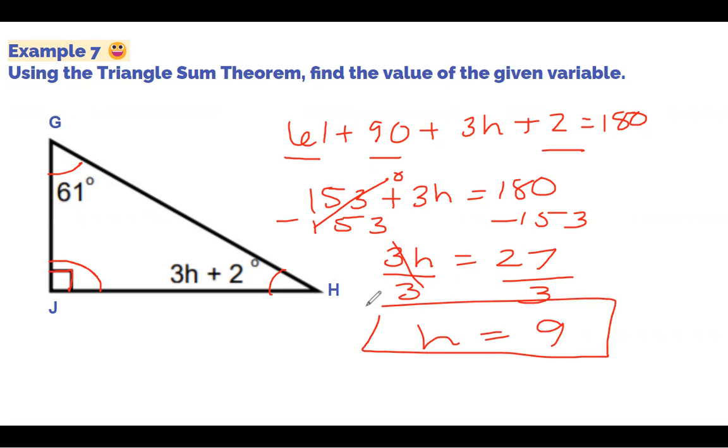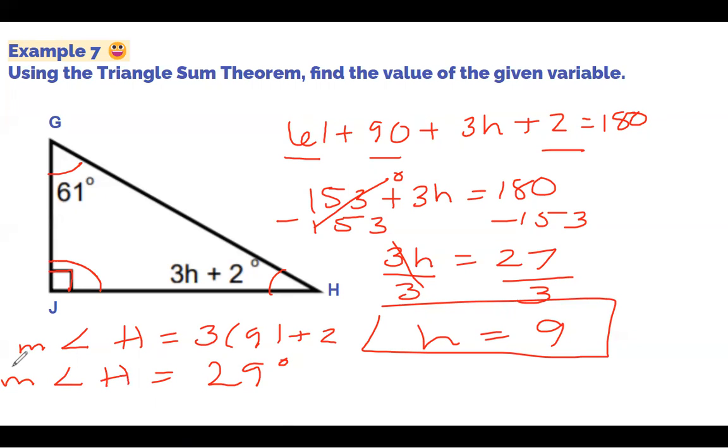Not too bad, huh? Now that's the value of H. How can we find the measurement of angle H? We have to go back and substitute. So 3 times 9 plus 2. What is 3 times 9? Plus 2? 29 degrees. So the measurement of angle H is 29 degrees. All right, not too bad, huh? How do you guys feel about these? Not so bad? Okay.